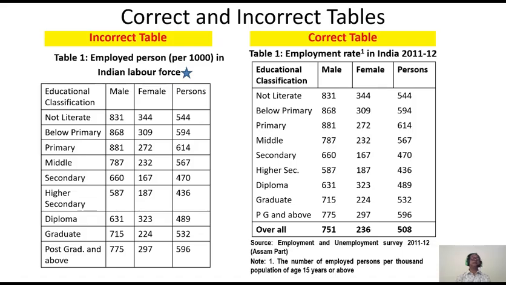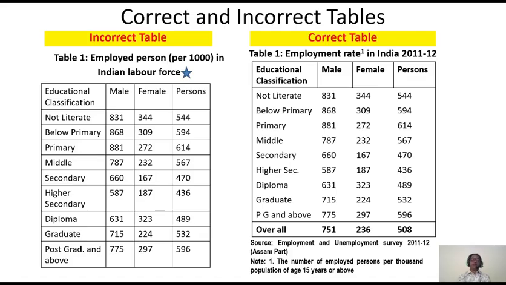Now, first thing is that you see the name is there, title is there. So that is what is necessary for a table. Title is there, fine. But this title tried to actually define something: employed persons per thousand in Indian labor force. So labor force are those people within a particular age group who are ready to work or available for work. So those actually employed divided by total number of persons available for work divided by 1000. So that is the labor force. Now here you see in the table itself, the author tried to give the definition of employment condition.